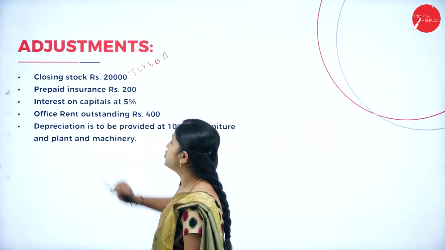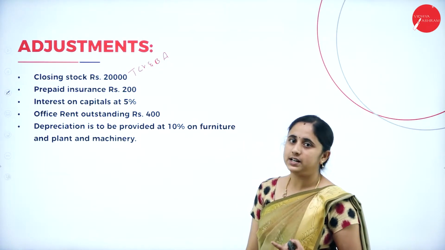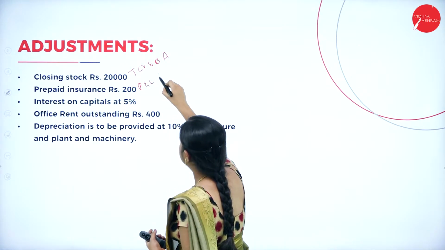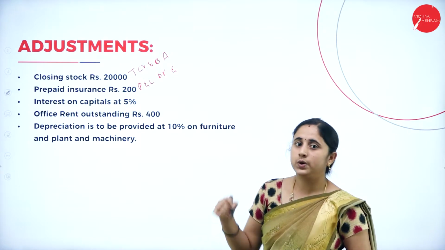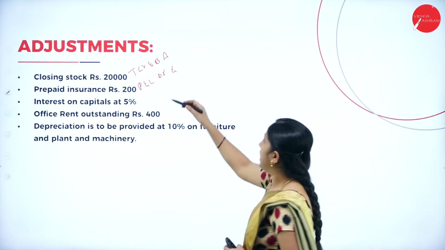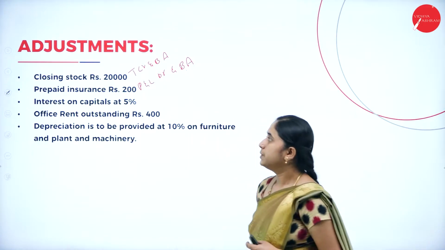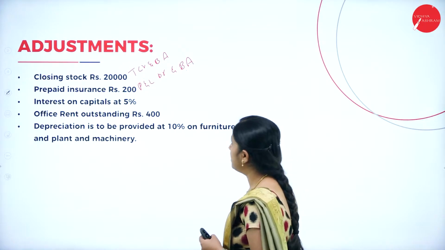Then prepaid insurance. Prepaid insurance is an expense, indirect expense. So profit and loss account debit side. In profit and loss account, in insurance you will deduct prepaid insurance, and again in balance sheet asset side. Prepaid insurance is an asset. So consider it on the asset side of the balance sheet.